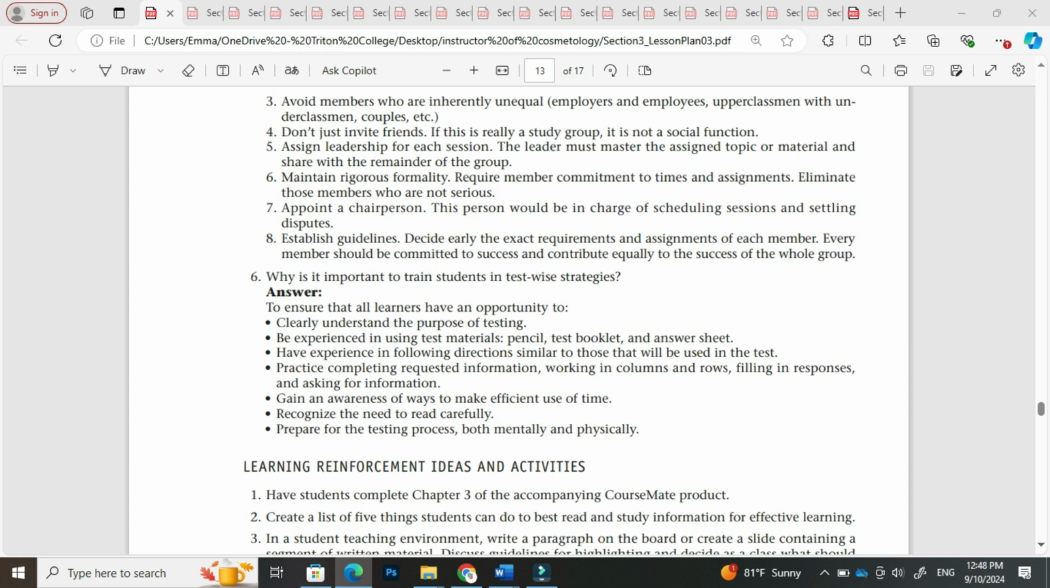Gaining awareness of ways to make efficient use of time. Recognize the need to read carefully. Prepare for the testing process both mentally and physically.